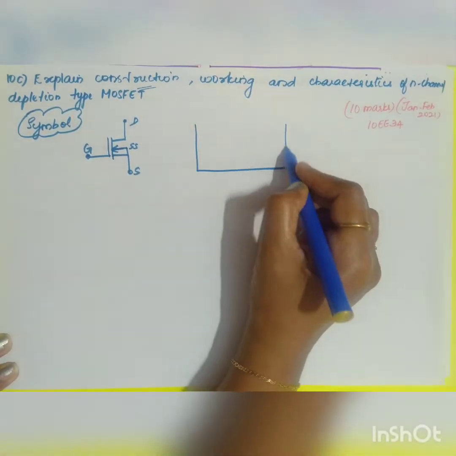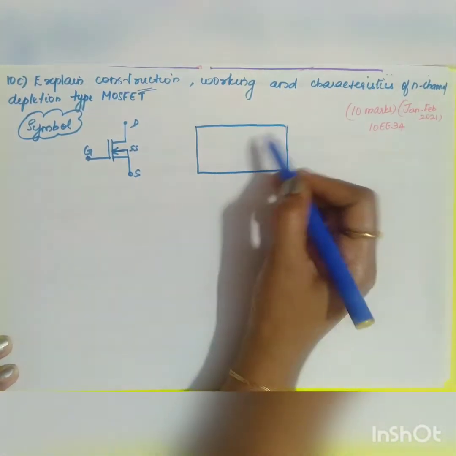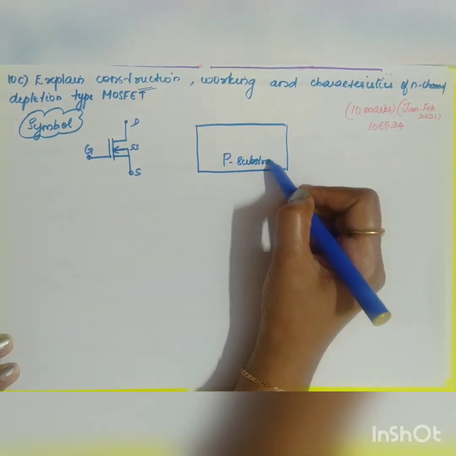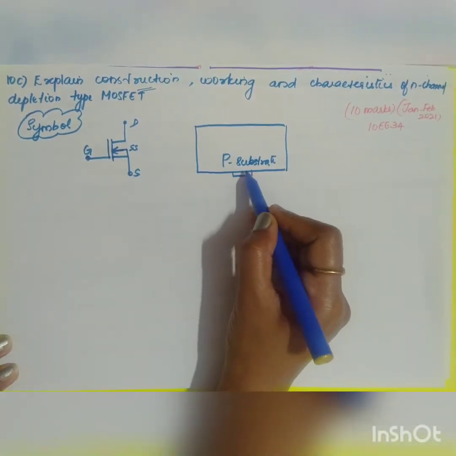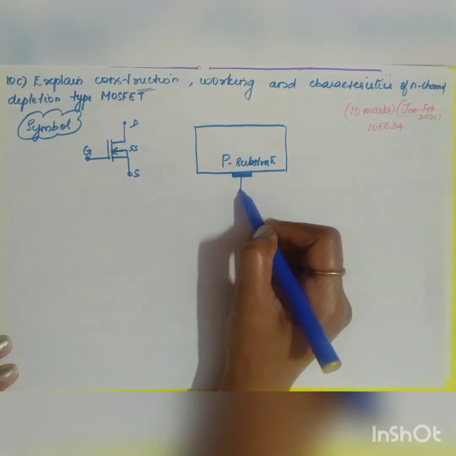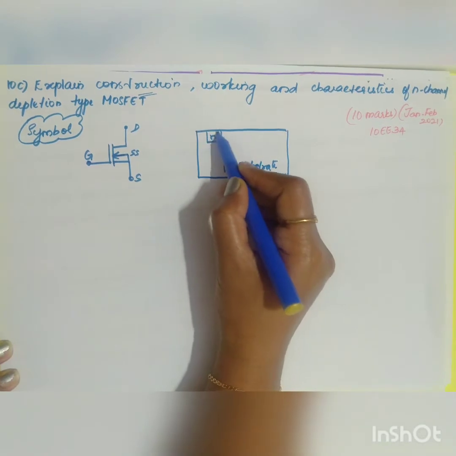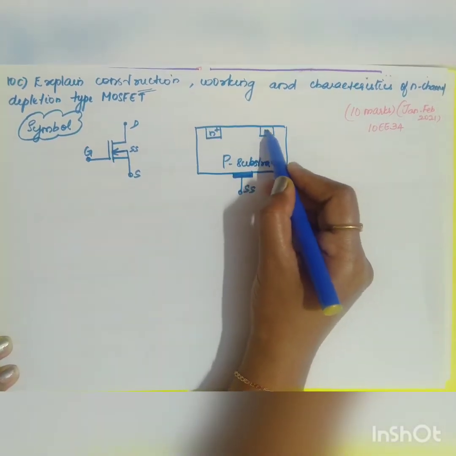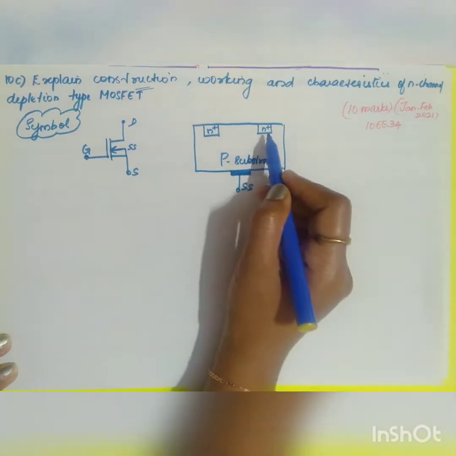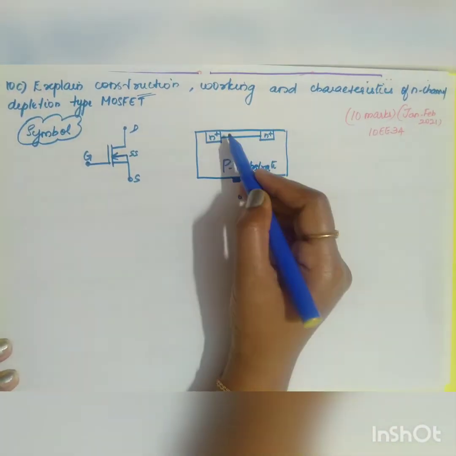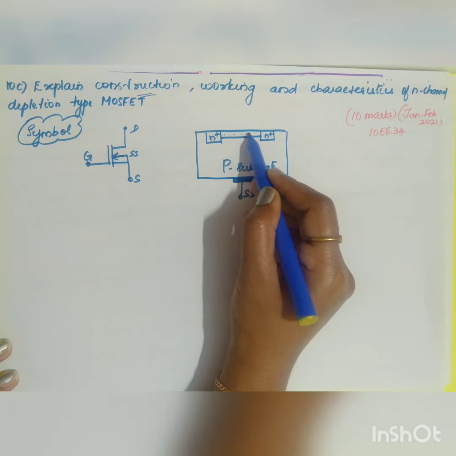So what will be your construction? Your construction will be, you'll be having a P-type substrate, right? This is taken as your SS substrate, to which two heavily doped N-type semiconductors are connected, which will have a channel. So physically a channel is present. So this will be your channel.